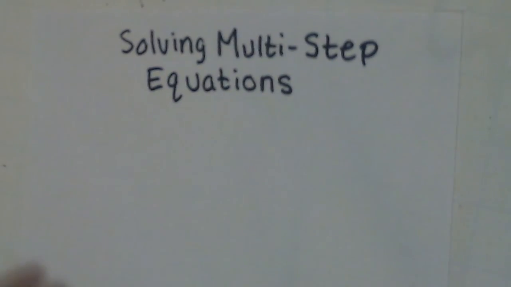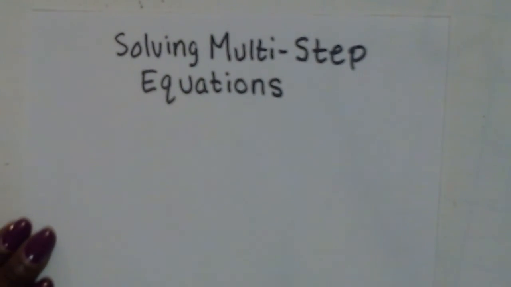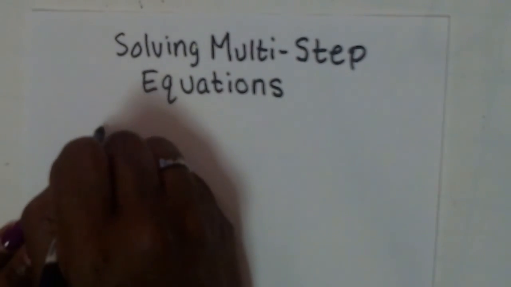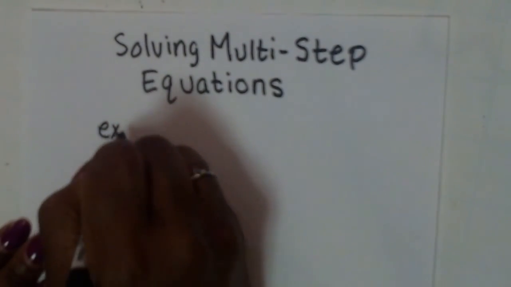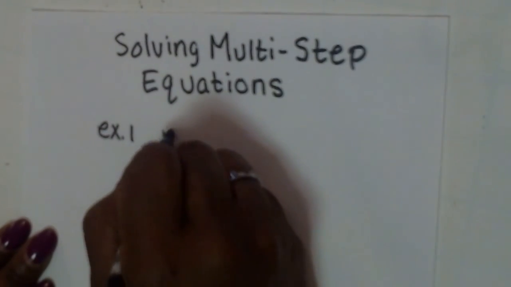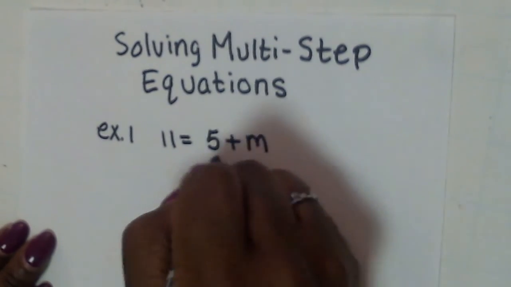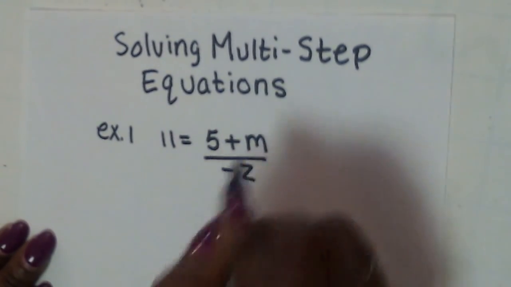equations. Now, when you solve multi-step equations, you're still going to use the multiplicative inverse and the additive inverse. It's just that some of them will take more than 2 steps. Example 1. Example 1 is 11 equals 5 plus m divided by negative 2.